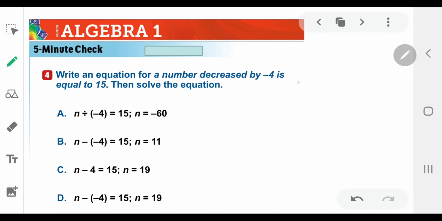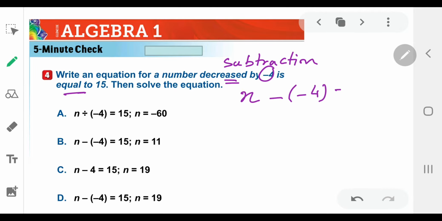For a number, let's assume this number is anything, like here in the multiple choice, in the choices, the number is n, so I'm going to use n. And this number is decreased. Decreased, as we said earlier, means it's a subtraction operation. So n is decreased means minus. Decreased by what? Decreased by negative 4. So I have to use a bracket or a parenthesis here. So n, which is the number, decreased, subtraction operation, so it's n minus negative 4 is equal to, here is the equal sign, 15.